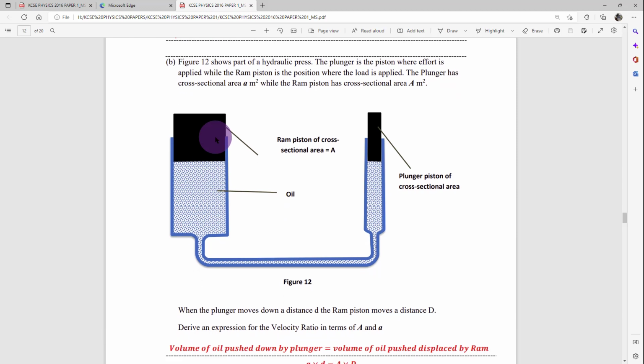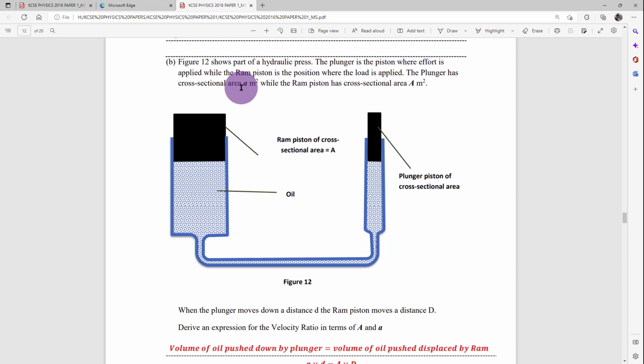16b, we have this diagram, which is of course the hydraulic press. Figure 12 shows part of a hydraulic press. The plunger is the piston where effort is applied. Over here, this is the plunger, while the ram piston is the piston where the load is applied. Again, there is a typing error there.